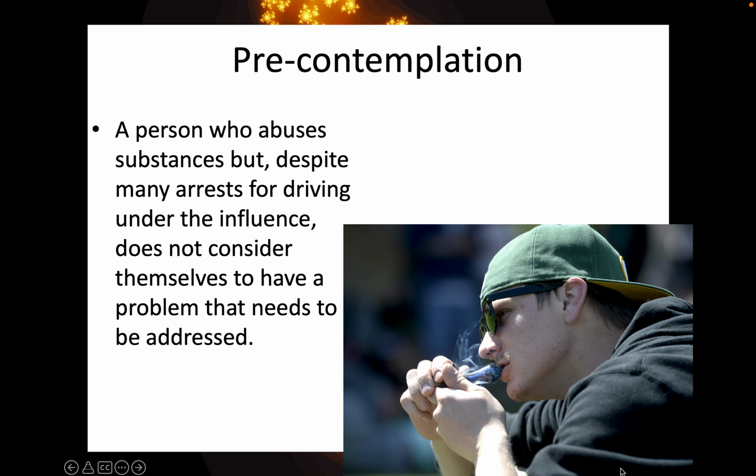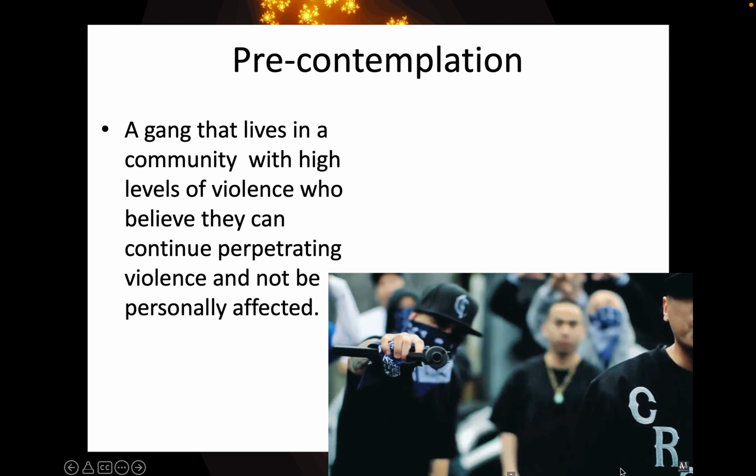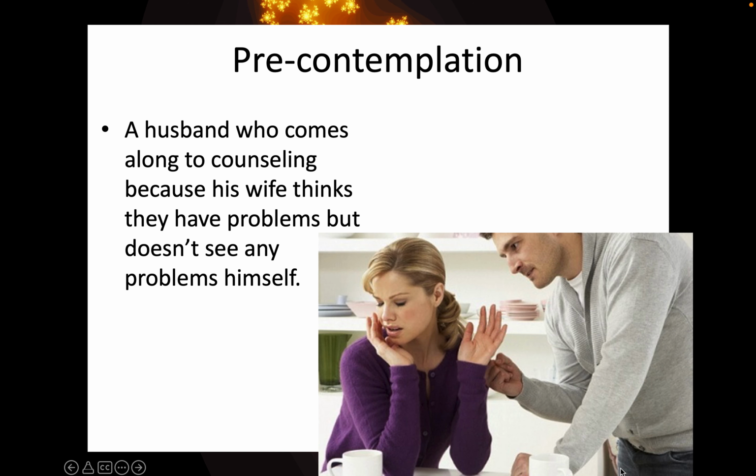A person who abuses substances, but despite many arrests for driving under the influence, does not consider themselves to have a problem that needs to be addressed. This would be somebody in the pre-contemplation stage. A gang that lives in a community with high levels of violence who believe they can continue perpetrating violence and not be personally affected, they're in the pre-contemplation stage. A husband who comes along to counseling because his wife thinks they have problems but doesn't see any problems himself, they're in the pre-contemplation stage.